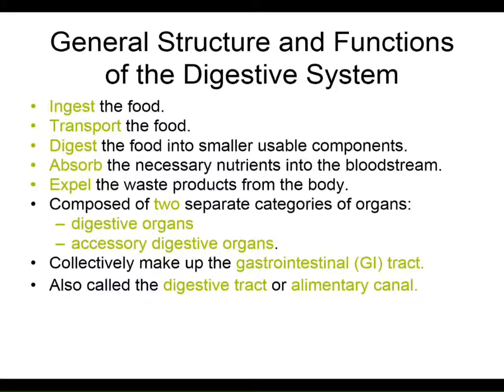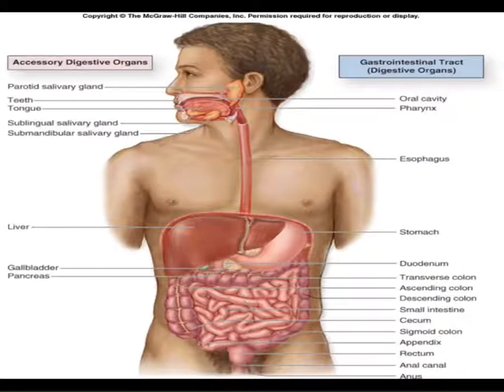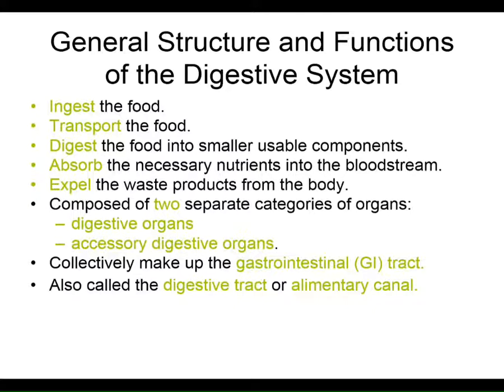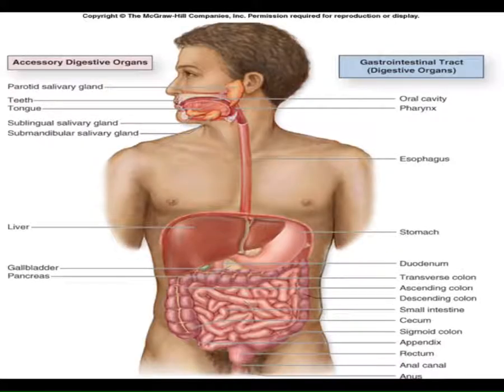So what would aliment mean? Alimentary canal. Aliment must mean nourishment. Right? So this is your nourishing canal. It makes sense. So we've got here two sets of organs. On the left-hand side are the accessory digestive organs. These are going to contribute to the process. The ones on the right are the actual digestive organs through which food travels.